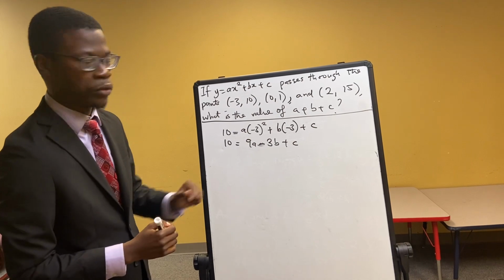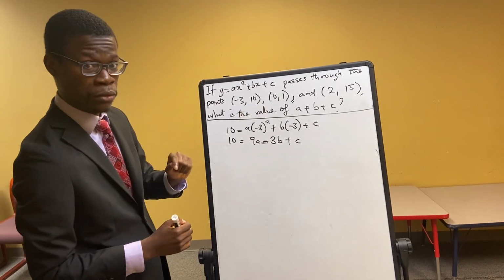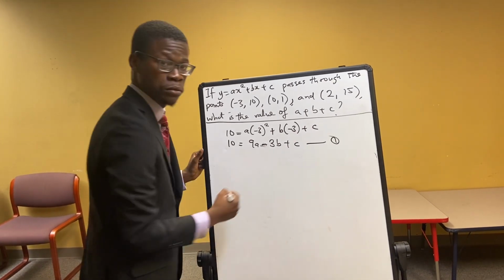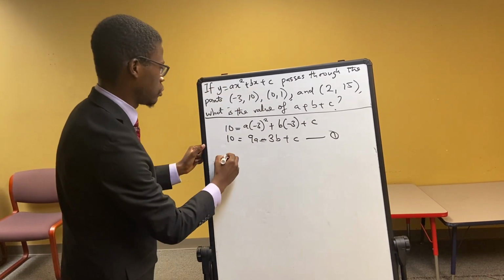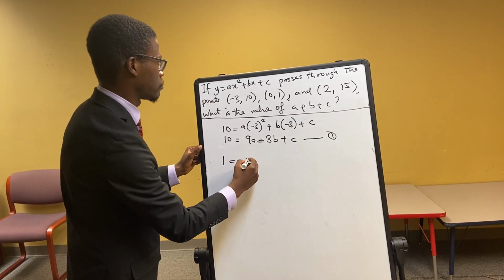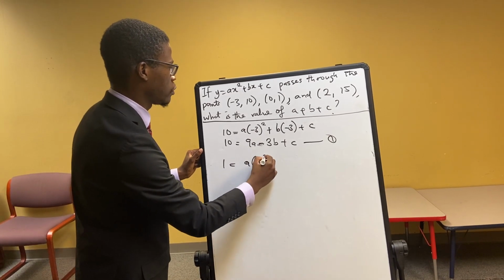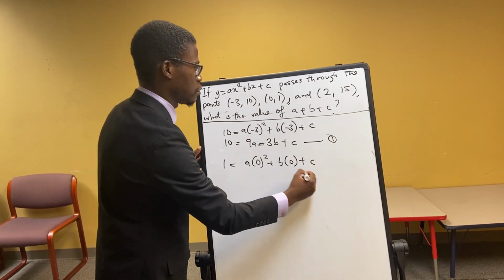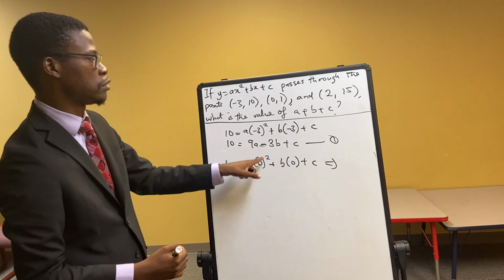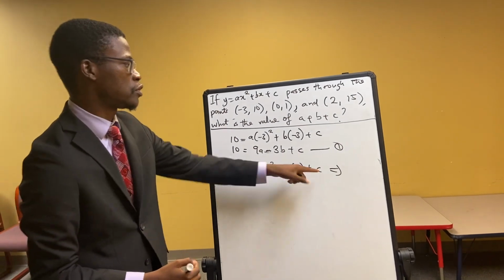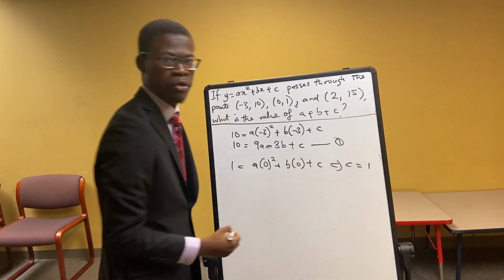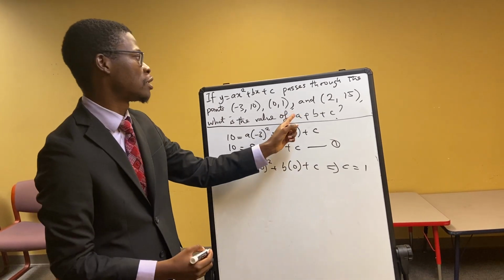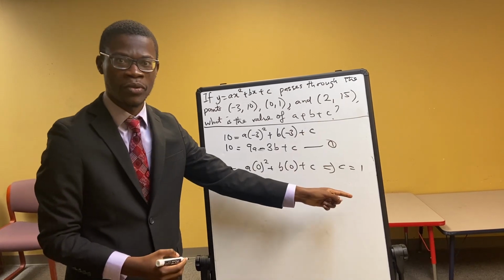Let's do the next one, 0, 1. x is 0 and y is 1. So let's call this equation 1. Then we have 1 equals a 0 squared, remember x is 0, plus b 0 plus c. This gives us something easy because this is 0, this is 0, c equals 1. Boom, so we already know what c is, 1. Remember, we're trying to add a, b, and c, but we already have c, so we're making progress.